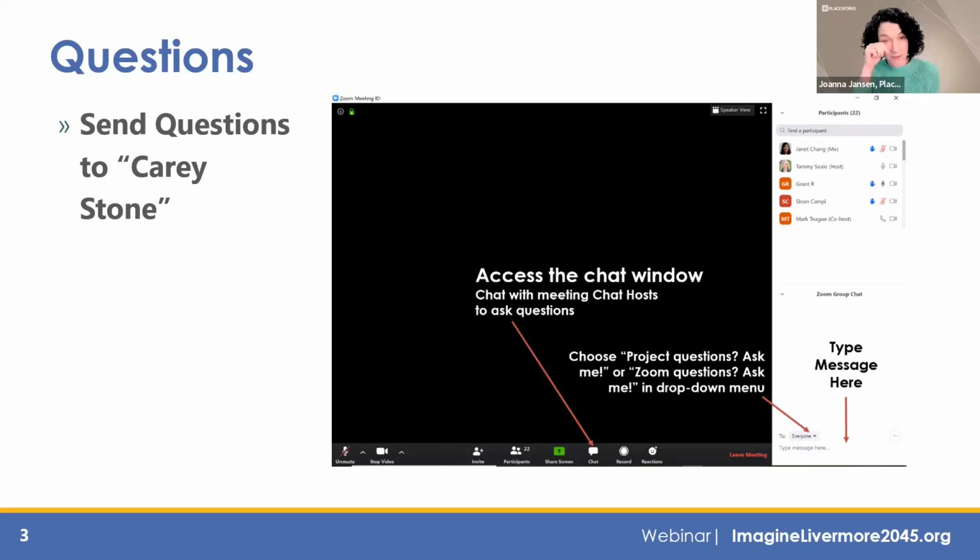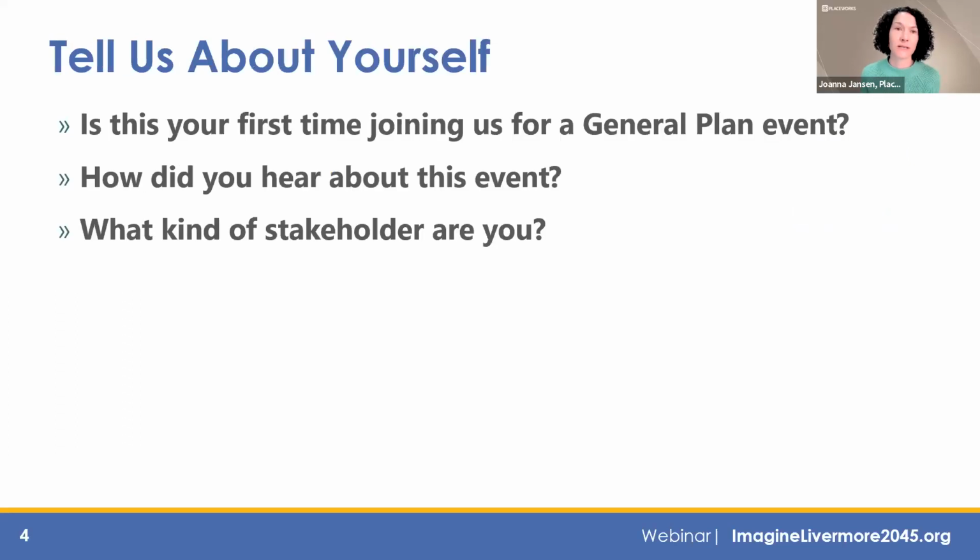This screen shows you how to use the chat window. Please chat your questions or your comments to Carrie Stone. Carrie, say hi. Carrie is with PlaceWorks. She's going to be collecting everything in one place. So we want to make sure that everything gets to the right person. That's Carrie Stone. Please don't chat to me, even though I'm the one talking. Because I'm the one talking, I'm not going to be reading the chat. So do send those questions to Carrie Stone and we'll answer them as we go throughout the presentation.